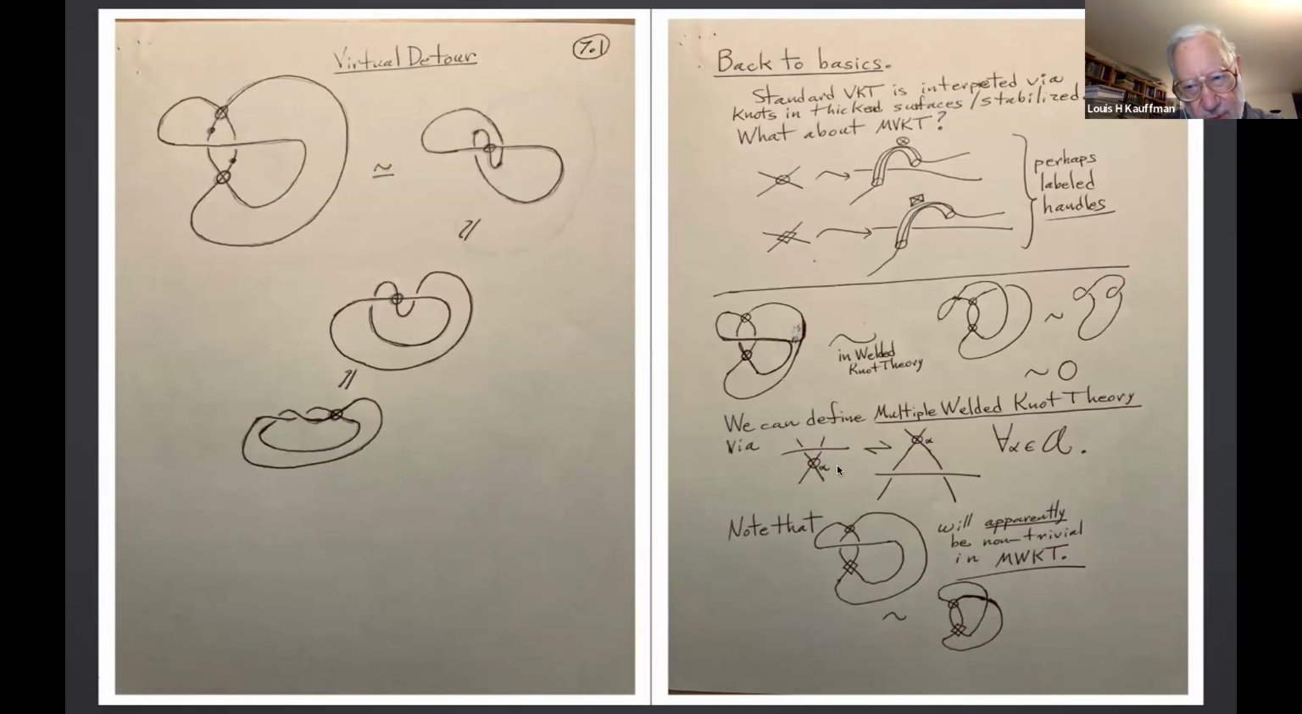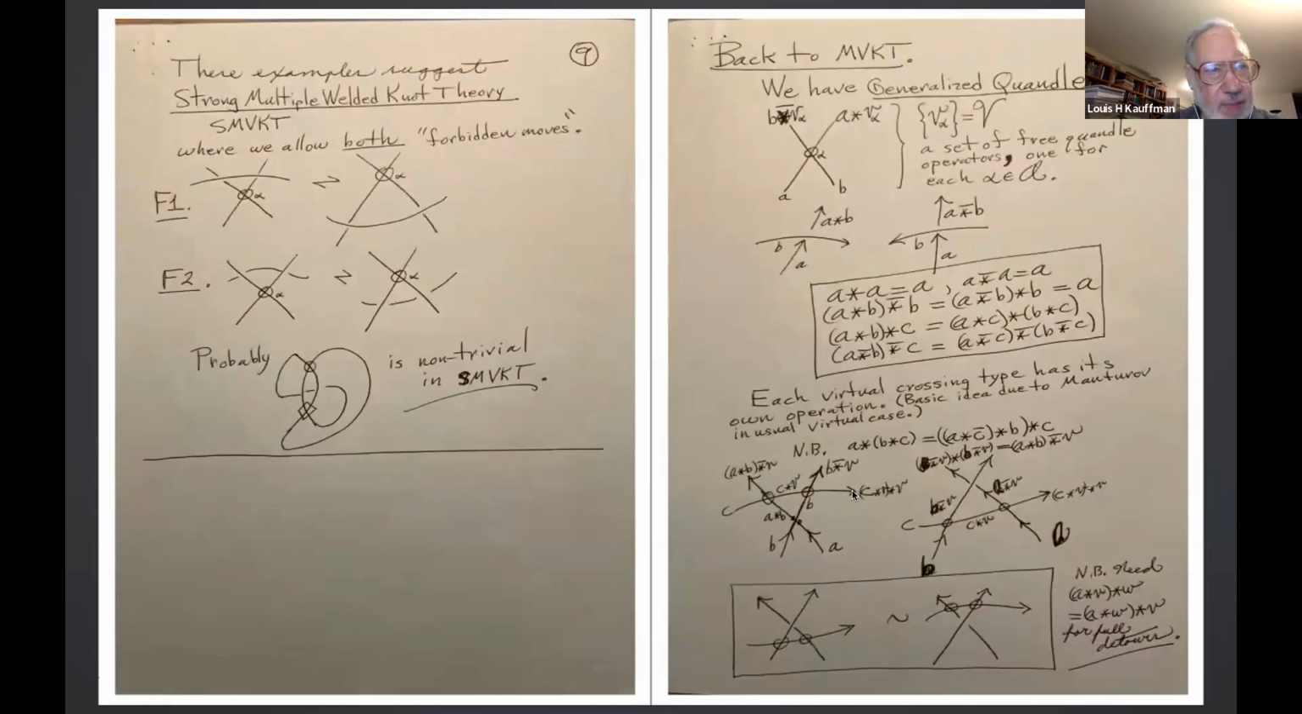Forbidden move over type, and that would be the natural generalization of welded knot theory. You could also decide to have what I call strong multiple welded knot theory, where you allow over forbidden and under forbidden moves because of the fact that you will still get some non-triviality due to the concurrence of different kinds of virtual crossings.